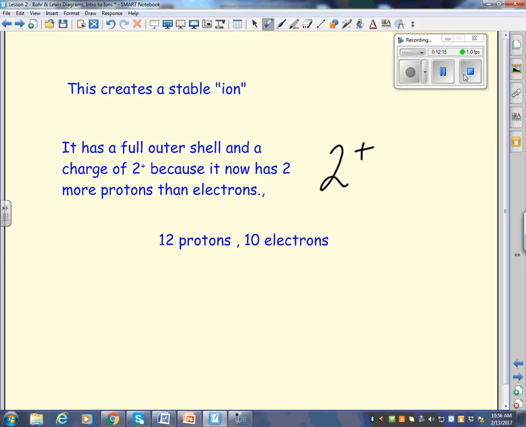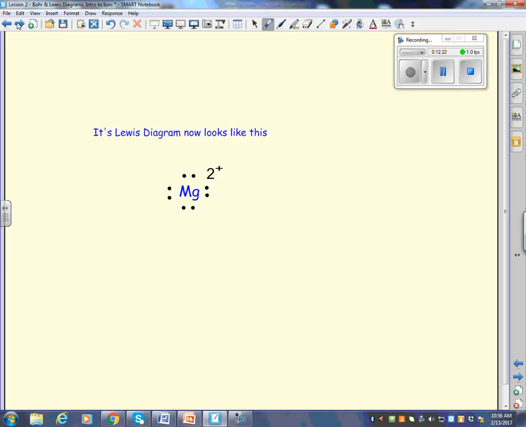So what would its Lewis diagram look like? Well, now the next shell in, right? So it would actually show 8 in a full outer shell, and it would have a charge of 2 plus, just like that.